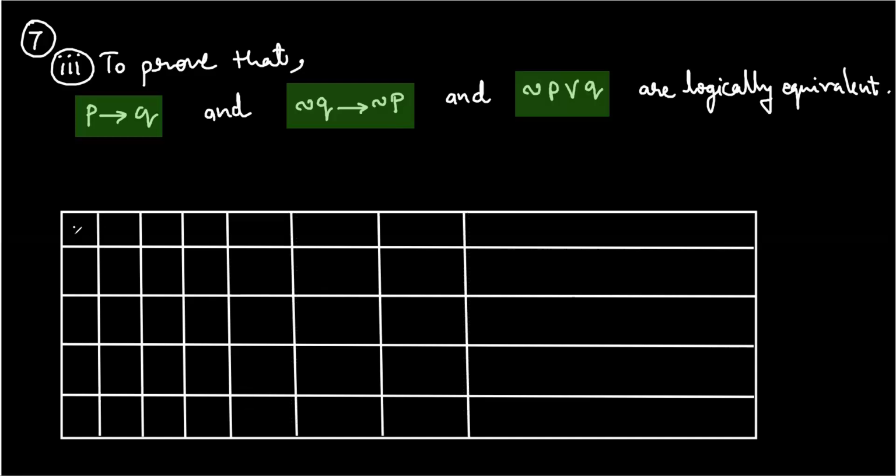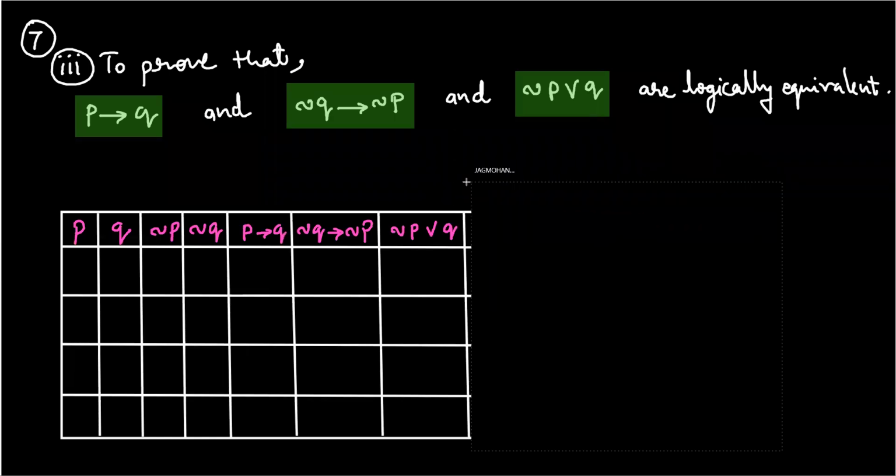So this is P. I will use some other color. This is P, this is Q, negation P, negation Q. Then I have P implies Q. Then I have negation of Q implies negation P and negation P or Q. So this is all done. Now I will make the entries for the truth values.